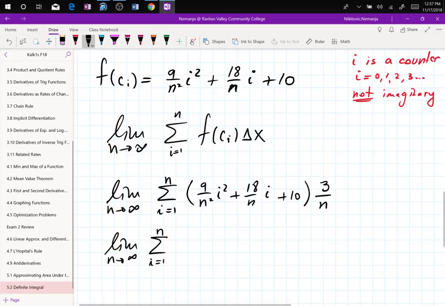So multiply. We have 27 over n cubed i squared plus 3 times 18 would be 54 over n squared i plus 30 over n. That's what I get when I multiply 3 over n in and distribute.